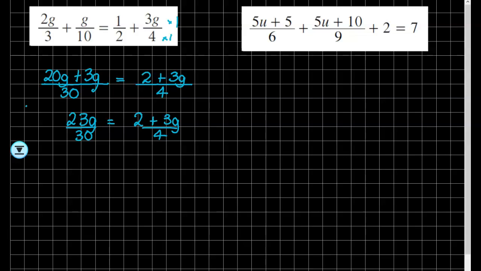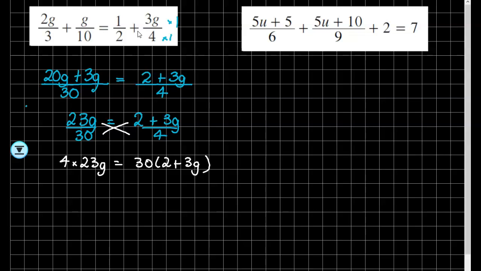Now, we're in the age of calculators, right? And you can just go, I just don't want to make it too messy. So what you could do is you can easily just cross multiply. So you could go, well, 4 times 23g equals 30 times 2 plus 3g, and go on your merry way and solve. Get your g's on one side. Happy with that? Get rid of the times, you divide and so on.